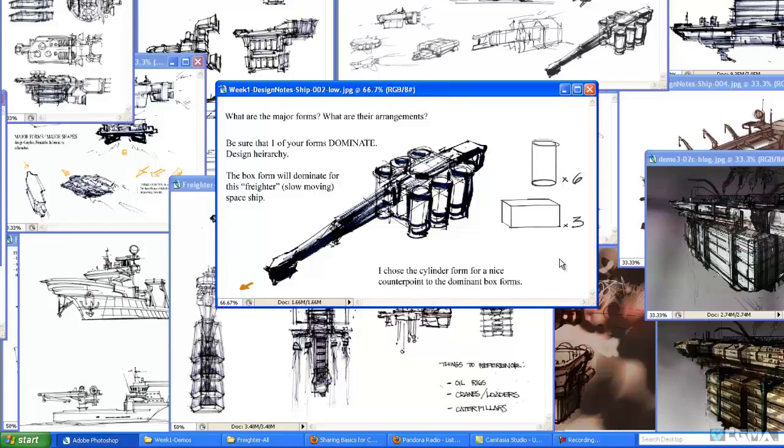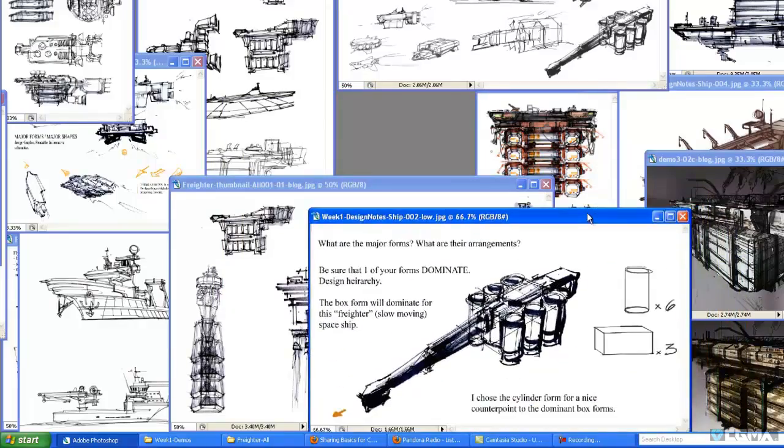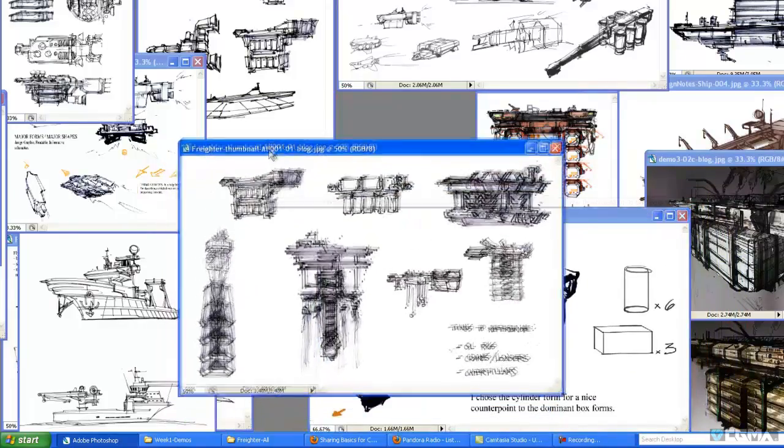So start first with shapes, merely forms, just almost your guttural sort of reaction, your initial reaction to what these designs ought to look like in the end. That is what we're aiming to do with these thumbnails.